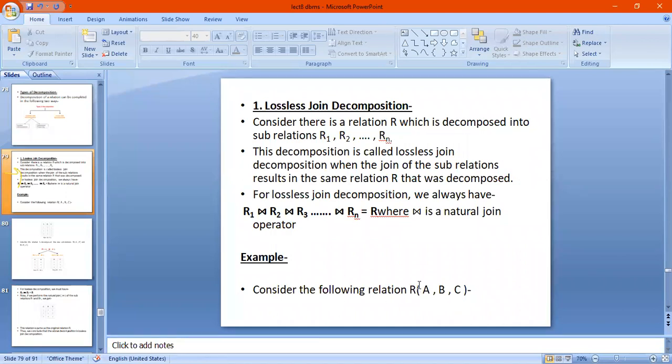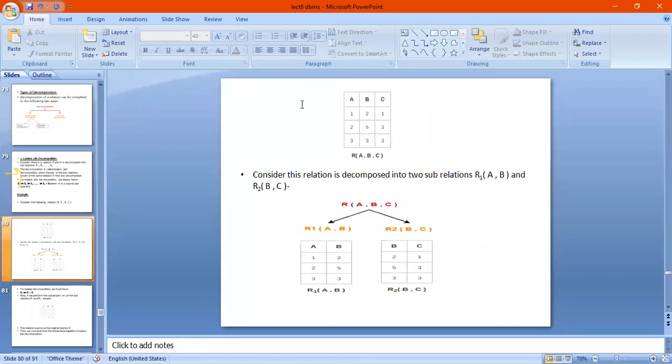Example: R is a relation having attributes A, B, C. So the table name is R, and it has attributes A, B, C. The contents are: the first tuple has 1, 2, 1, the next 2, 5, 3, and the last 3, 3, 3. This relation is decomposed into two sub-relations: R1 has the attributes A and B, and R2 has B and C. So what we are getting is R(A, B, C) being subdivided into R1 and R2.